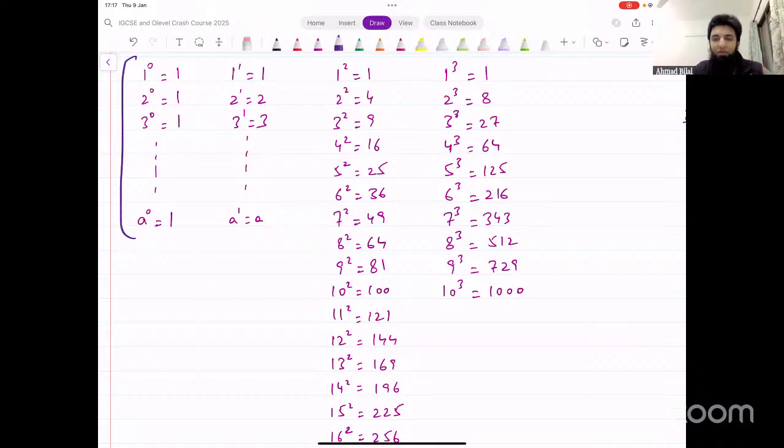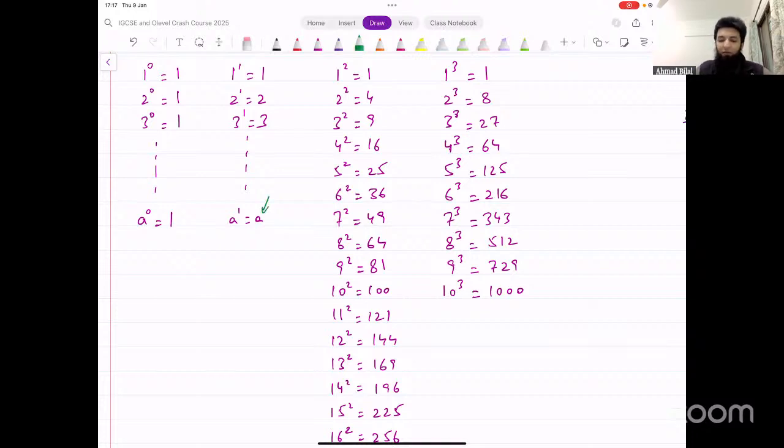So 1 raised to power 0 is 1, 2 raised to power 0 is 1, 3 raised to power 0 is 1. Any number in general raised to power 0 is equal to 1. Any number raised to power 1 is that same number. So 1 raised to power 1 is 1, 2 raised to power 1 is 2, 3 raised to power 1 is 3. So if you have power 1, that's the same number.